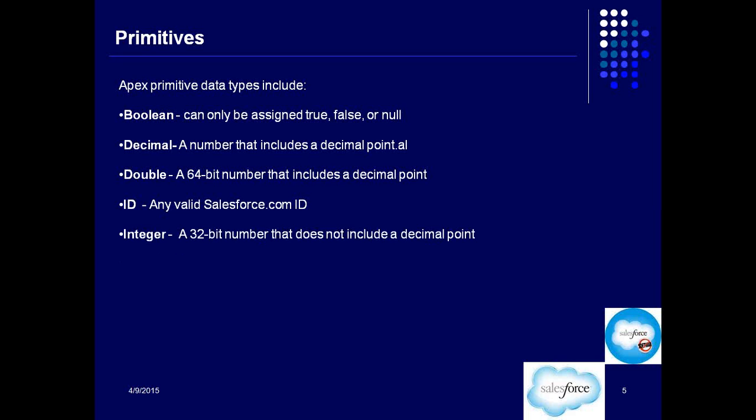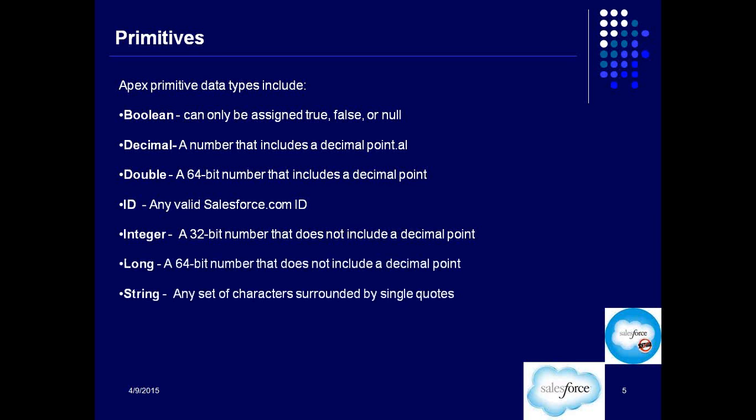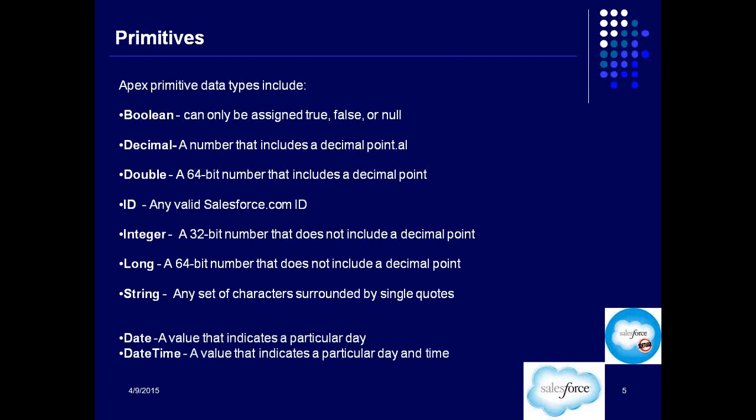Integer, the normal integer, a 32-bit number that does not include a decimal point, a whole number basically. Long, a 64-bit number that does not include a decimal point. String, any set of characters like Monday, Tuesday, Wednesday, colors, weekdays, holidays, countries, those are strings. Date, a value that indicates a particular day. Date time, a value that indicates a particular day and time. Time, a value that indicates a particular time.